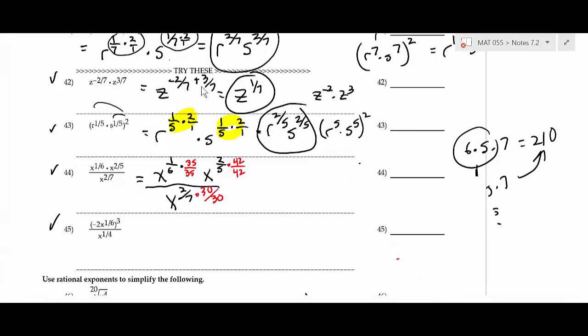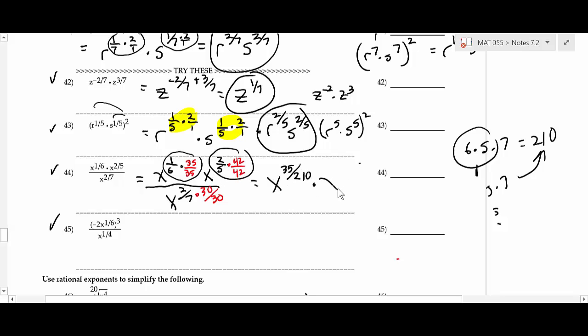Then you're going to need to just use your calculator if you need to. So that's going to be x to the 35 over 210. Okay, the next one is going to be x to the what? X to the 84 over 210, right? Okay, then the last one is going to be x to the what? 2 times 30 is 60 over 210. Everybody with me there? Okay.